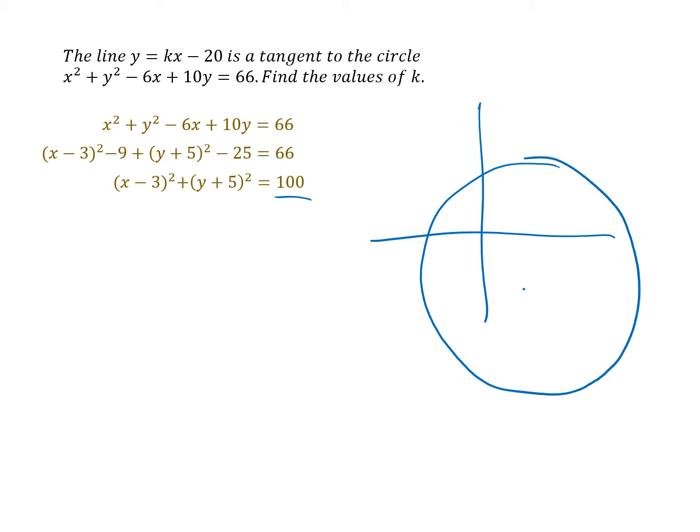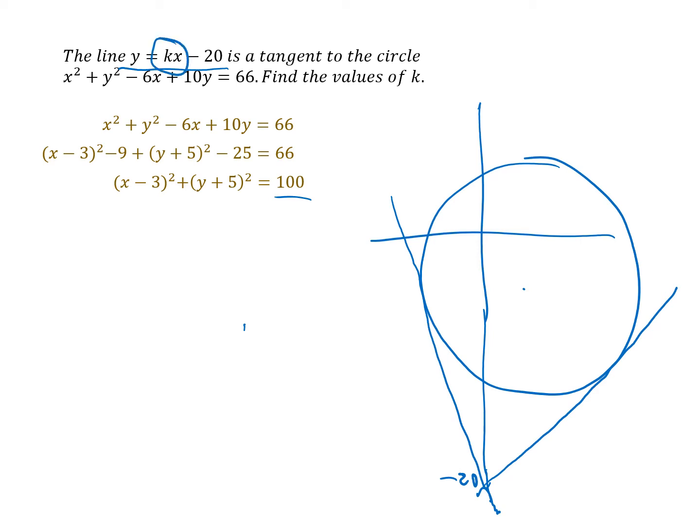And what we're trying to find is tangents to the circle, which are of this form. So they cross through the y-axis at minus 20 down here somewhere. So I've got one tangent that might look like that, and the other tangent that might look like that. So that's what I'm trying to do. I'm trying to find the gradients of these two lines. The k is the gradient of the two lines.